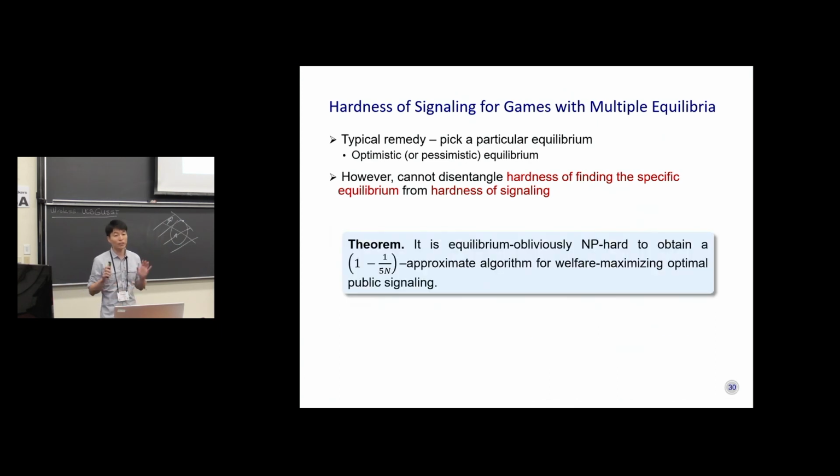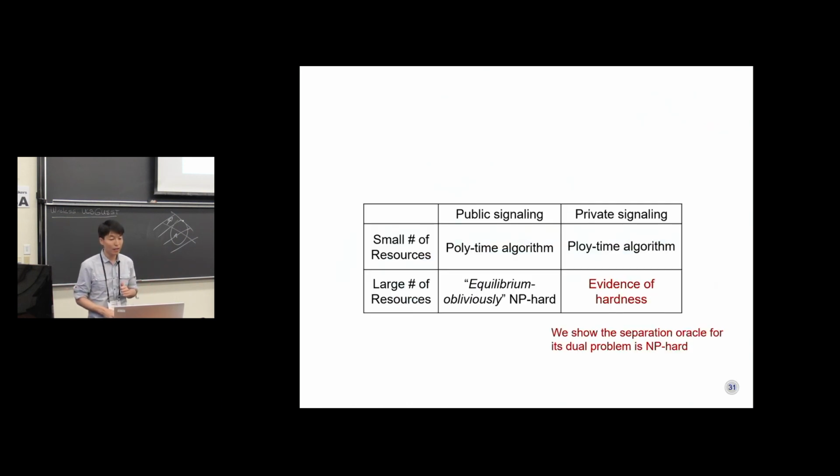Our main result shows that it's equilibrium obliviously NP hard to obtain a 1 - 1/(5n) approximation for welfare maximizing optimal public signaling. And this is a very convincing hardness result, showing that it's going to be difficult regardless of what equilibrium selection rule you choose.